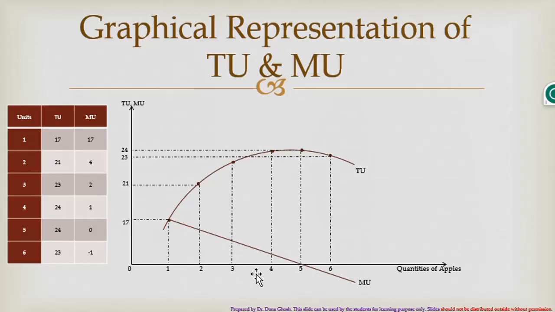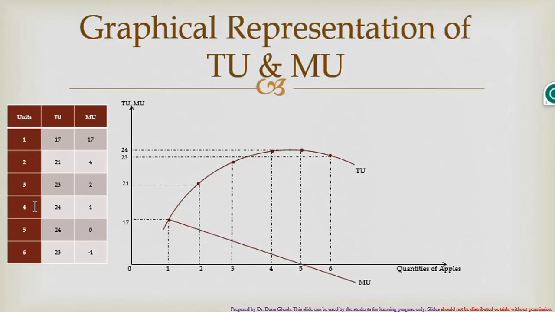Further, if the consumer increased the consumption at the fourth unit, how much did he receive? He received only 1 additional unit of satisfaction, and if you see the corresponding amount of total utility, then we reached the maximum level of total utility. So total utility is maximized here. Now, how can we identify the maximization?